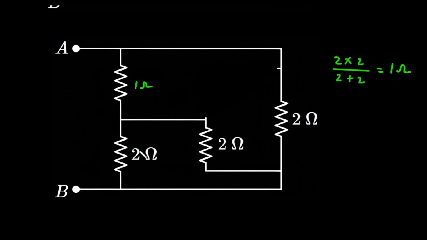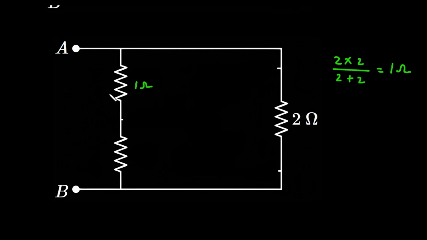Now similarly, this 2 ohm parallel with this 2 ohm, so it will be 1 ohm again. So let's erase these two and write only 1 ohm. So it will be 1 ohm. Now here we can see 1 ohm series with 1 ohm. So this will be 2 ohm.